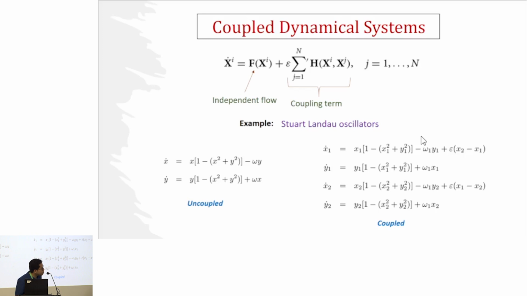So for example, in Stuart-Landau oscillators, the uncoupled version looks like this. And in the coupled version, we have two Stuart-Landau oscillators where we couple both of them in one of the variables. This kind of coupling is termed diffusive coupling.